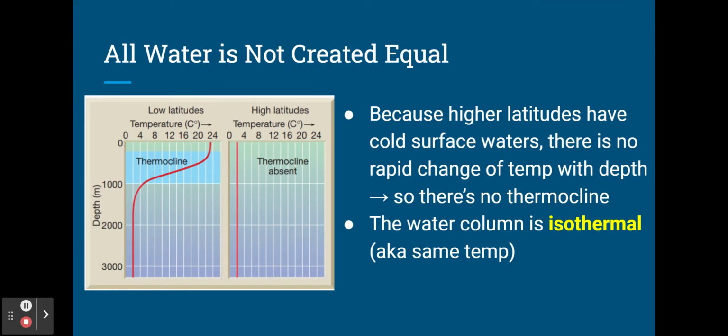Because higher latitudes have cold surface waters, there's no rapid change of temperature with depth. So in higher latitudes, like polar areas, there's no thermocline. It's just cold all the way through, and the water column is what we call isothermal, or the same temperature. Iso meaning same.